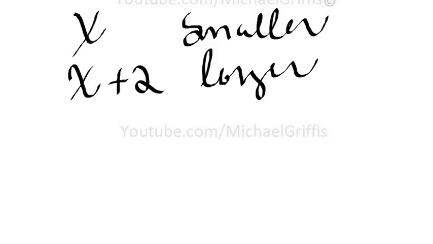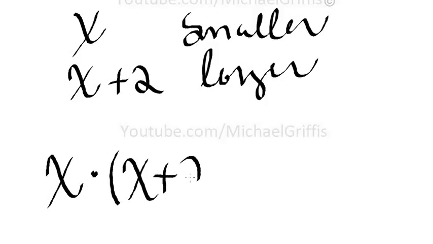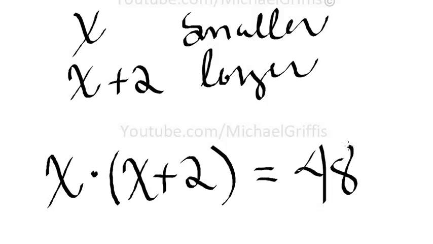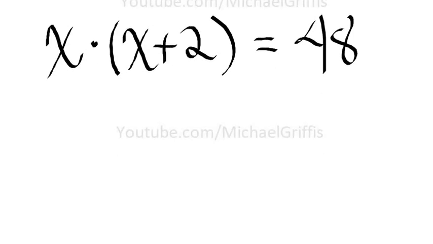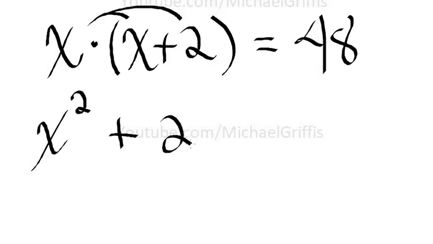We have x times x plus 2, and it's going to be equal to 48. And so what we want to do now is just solve for x in this problem, but let's get it into that standard form. We'll distribute this x across. So we have x times x is x squared plus 2x is equal to 48.